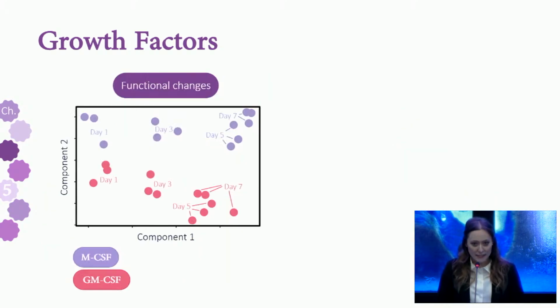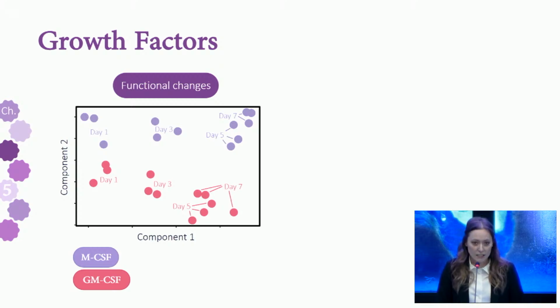To uncover patterns in the complex functional data, we used a computational method called principal component analysis. In this graph, every dot represents one time we did the Macroscreen experiments. And the closer 2 dots are, the more similar they are.